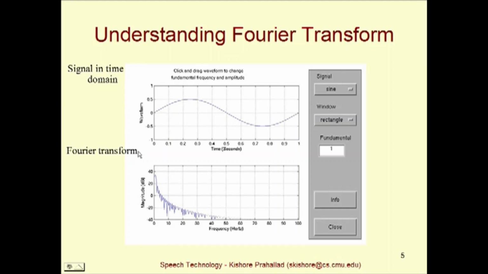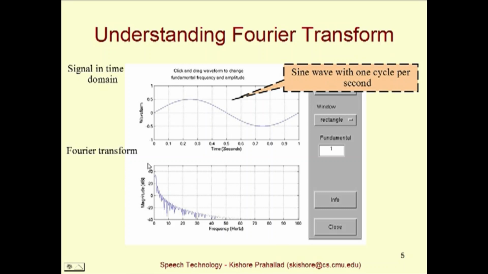If you take the Fourier transform of this sine wave, what you would get is something like this, what you are seeing here. The x-axis is frequency here, and the y-axis is the magnitude, log magnitude. That's why it is specified in dB here.